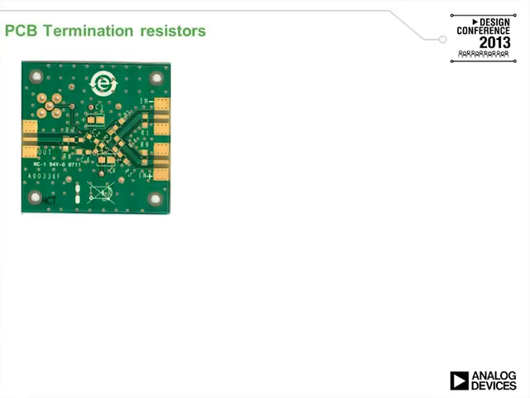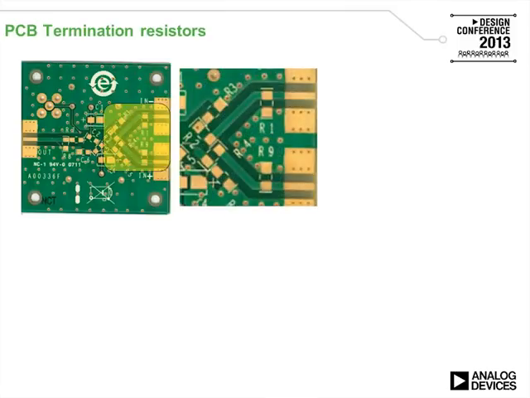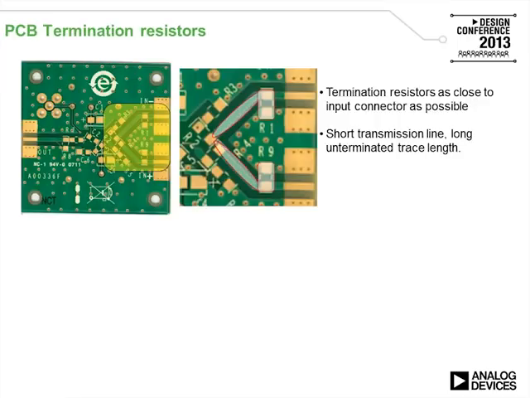Few examples. Here is PCB termination resistors. Many use them. The section of that PCB is highlighted here. Input resistors are close to the input connectors. There is a short transmission line, long unterminated trace length. This is not optimized.